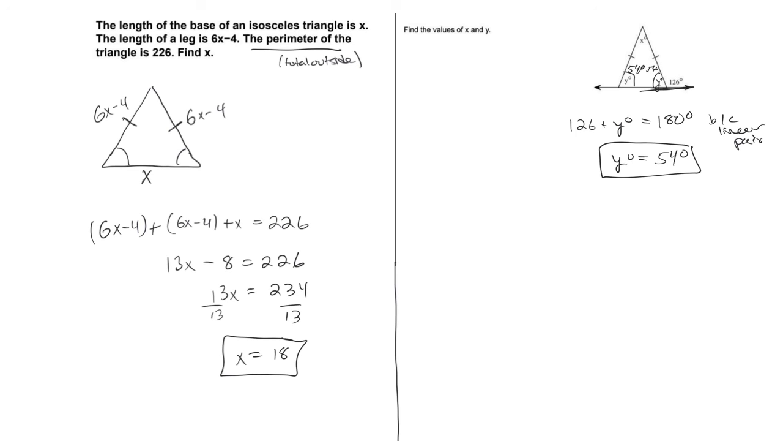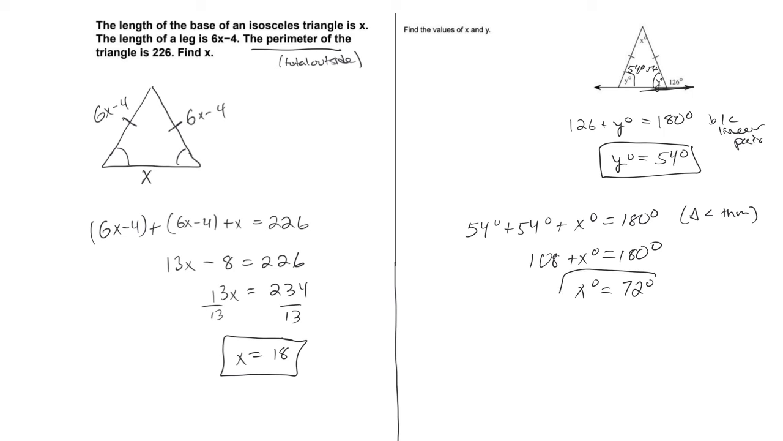And then we can add 54 plus x equal to 180 degrees. Right, so 54 plus 54 plus x equals 180 degrees, right, because of the triangle angle theorem. Right, we know all 3 angles of a triangle equals 180. So we get 108 plus x equals 180 degrees, and then we subtract 108 from 180, and we get 72 degrees for x. So y is 54 and x is 72.